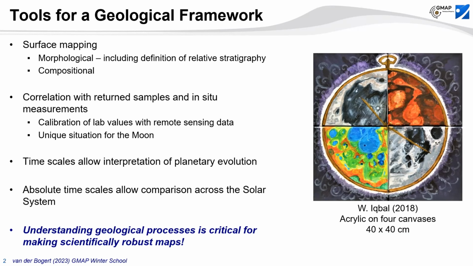And what's really powerful about that is after you've done the mapping, you can, for the moon, correlate the mapped units and what you've interpreted there from the remote sensing data. You can calibrate this with the collected samples from the moon. And this is really powerful and can then be extended to other planets. I'll talk a little bit about that later on in more detail. And so this all folds into understanding the geologic processes that are operating on the planet.